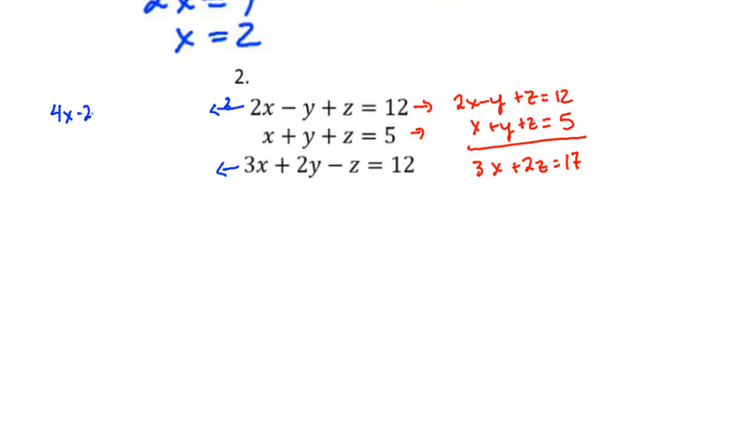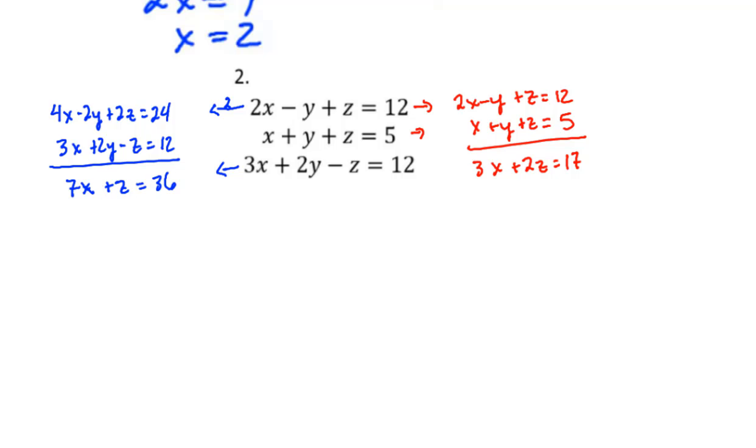4x minus 2y plus 2z equals 24. And then the next one, this is 3x plus 2y minus z equals 12. We left it all alone. And the y's cancel. 3x plus 4x is 7x. 7x, y's are gone, plus z equals 36. Marvelous. Now, if we look at what we have left, we're trying to get rid of the z's.